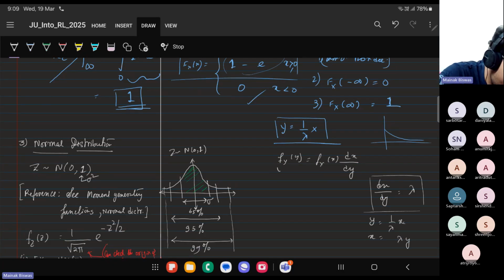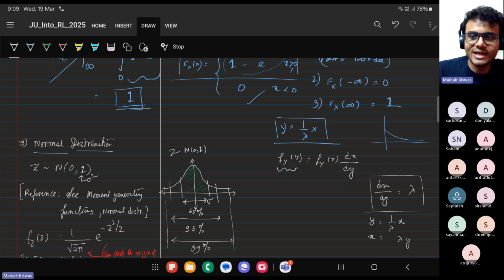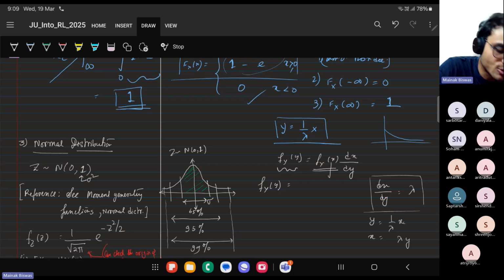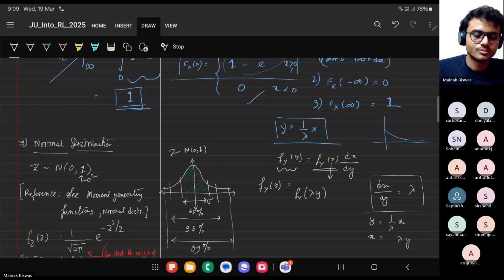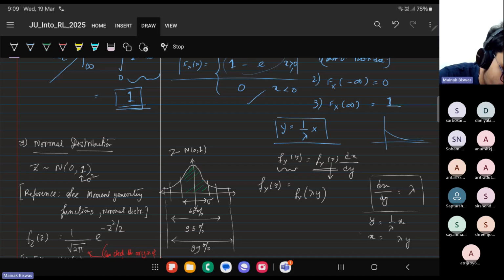So I want to find the left hand side over here, that is y's distribution. So I will keep that the same, and on the right hand side I will replace x in terms of y. So this will be f of x at what value? Lambda y. Clear? I found this.